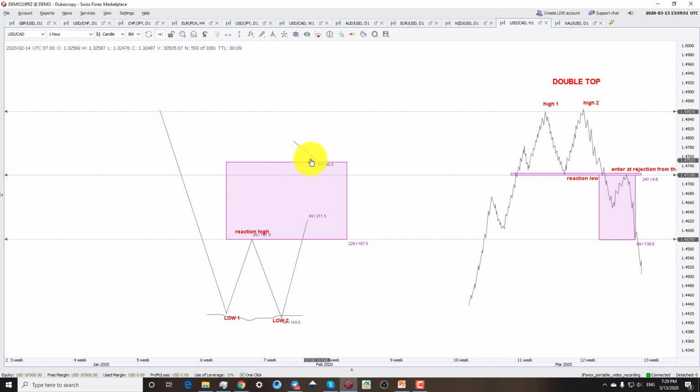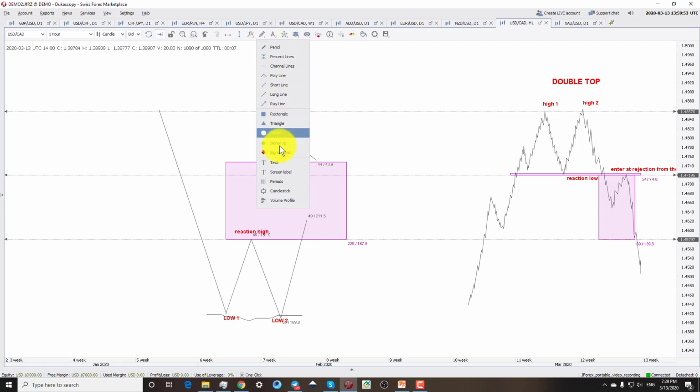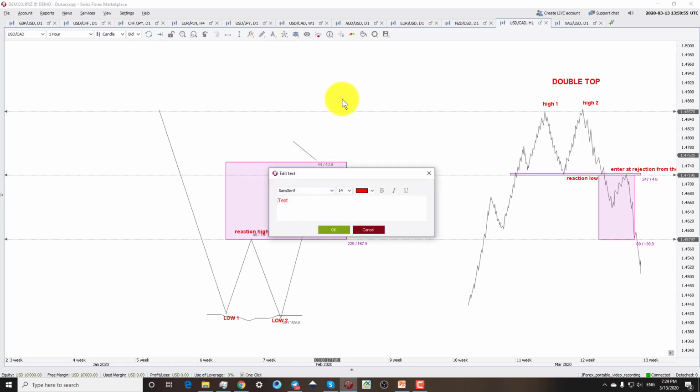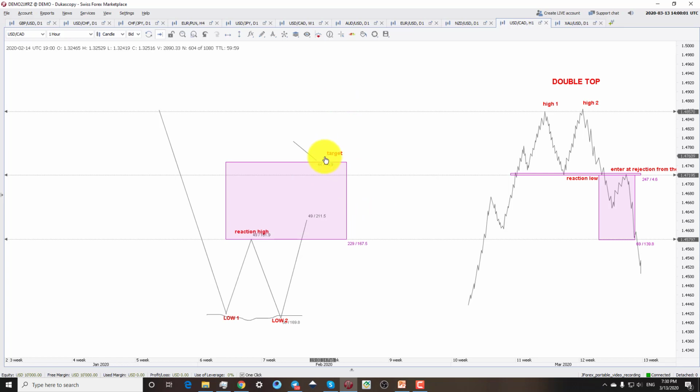This will be our target. So I will mention them again. This is the target, okay, and we won't be entering like this, but we will be entering at the retest of this as a new support.